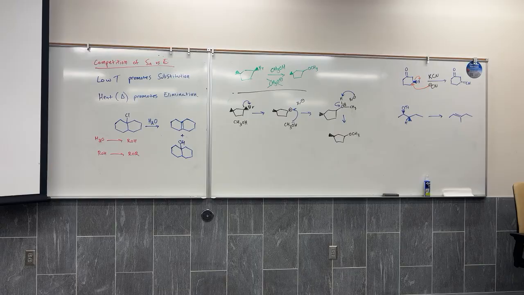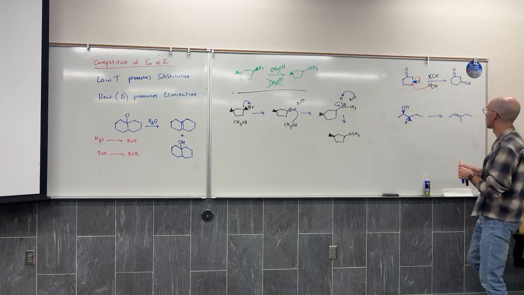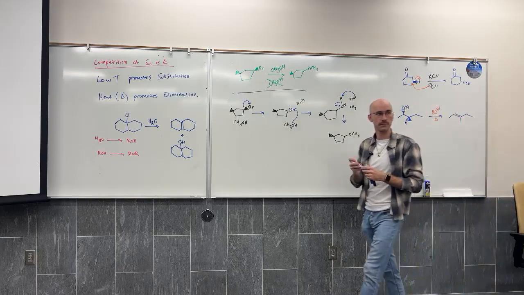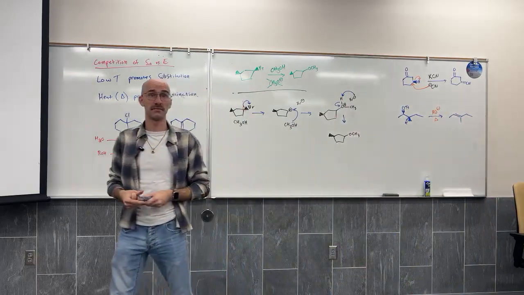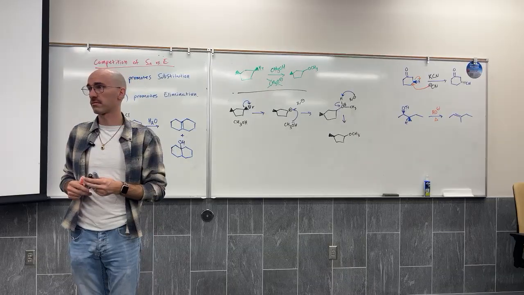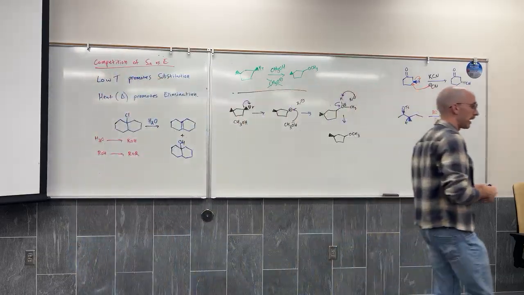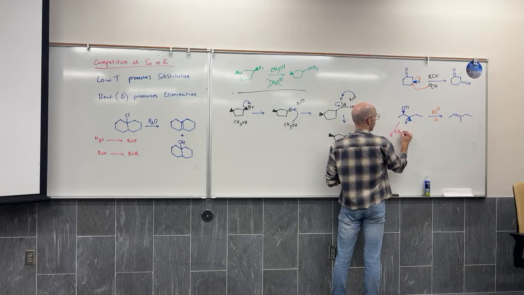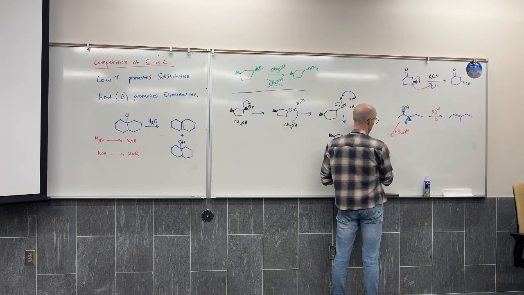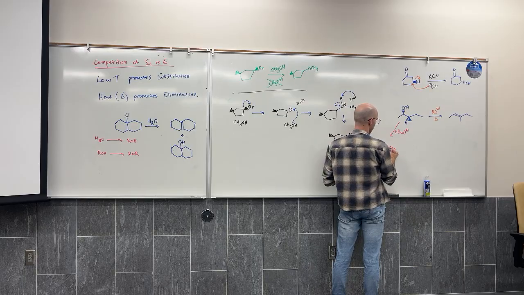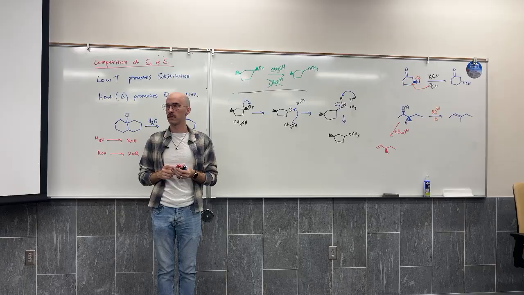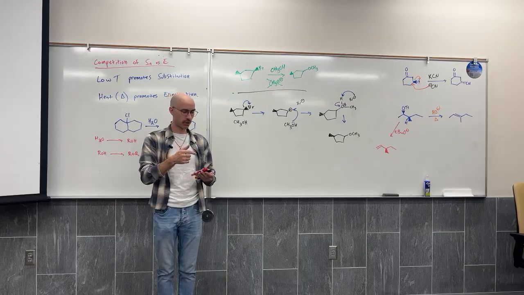The reagent that I could put in here, I could show something like hydroxide with heat, methoxide with heat. But I can't show this as tert butoxide because tert butoxide is an anti-Zaitsev elimination base. Tert butoxide would go to the wrong position.